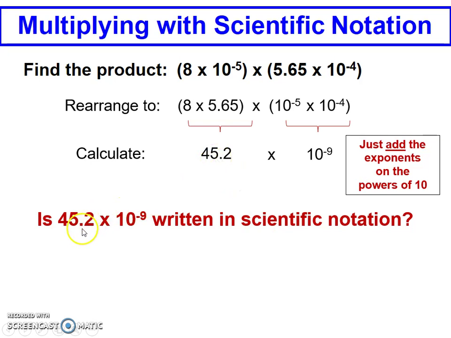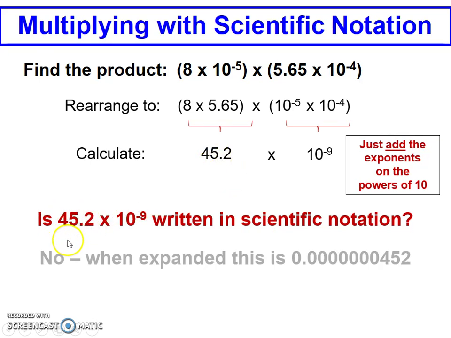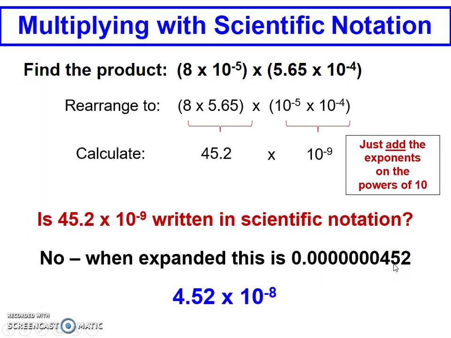Again, our answer is going to be no, because I have two non-zero digits to the left of the decimal. So think about when I expand that out. Since my exponent was negative 9, if I grab the decimal and move it 9 times back to the left to make a really tiny number, and then think about where I want the decimal to be, I want it to be between the 4 and the 5. So in that case, I only need to move it 1, 2, 3, 4, 5, 6, 7, 8 times. So it should be 4.52 times 10 to the negative 8th power.